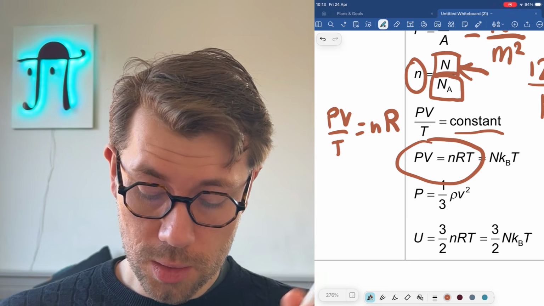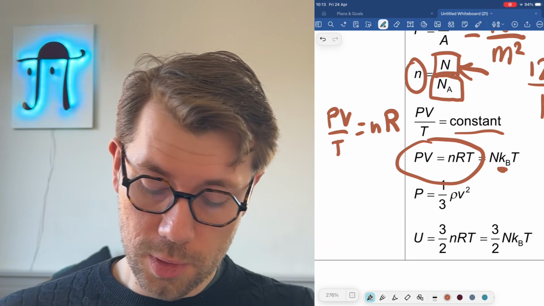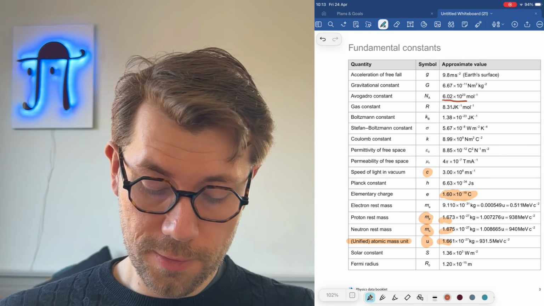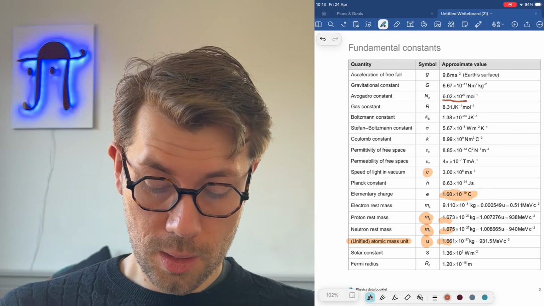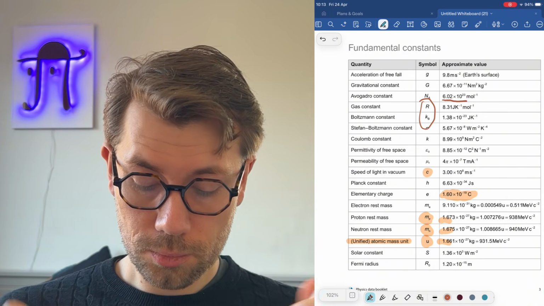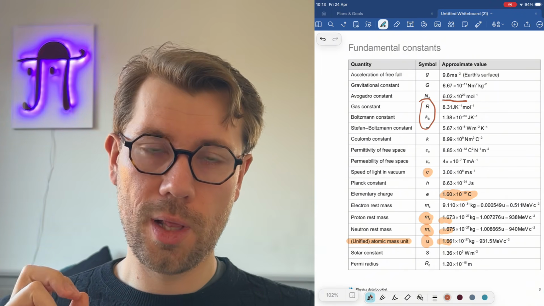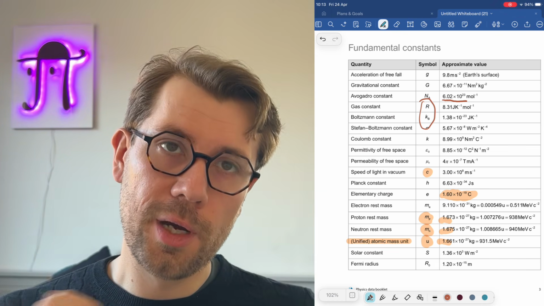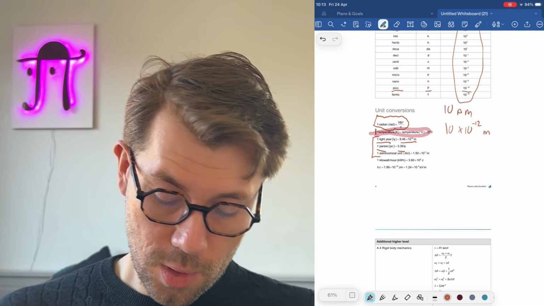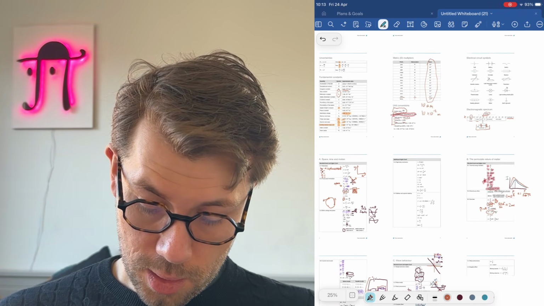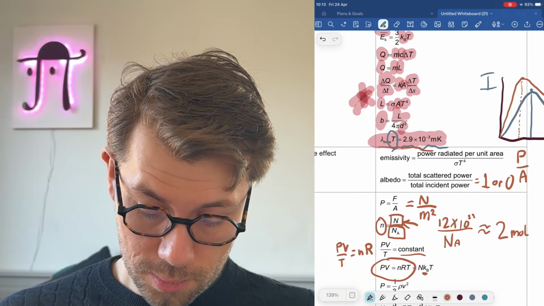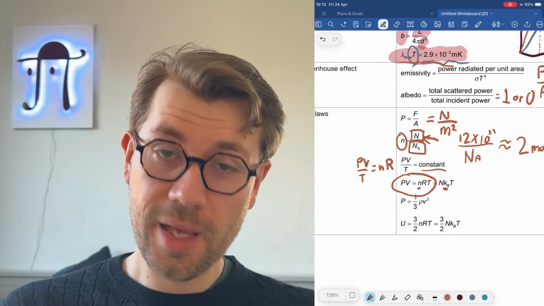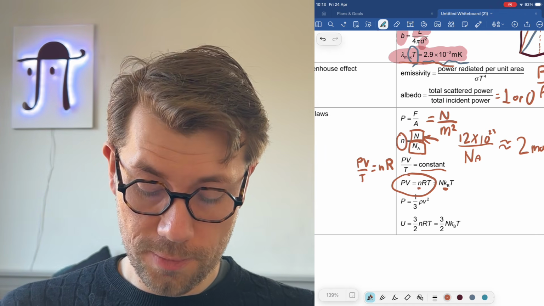Again, this gas constant, as well as the Boltzmann constant, are both available in your fundamental constants, here and here. Now, one of them works really well when you have the amount of moles, the other one works really well when you have the amount of particles. And we've just been through what the symbols are for moles and particles. Little n is for moles and big N is for particles.